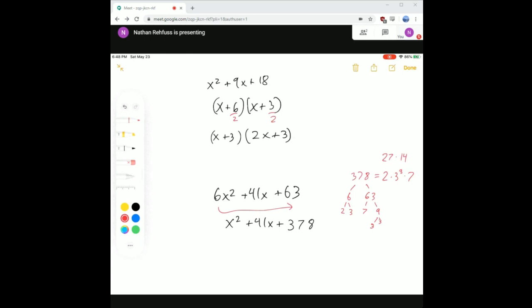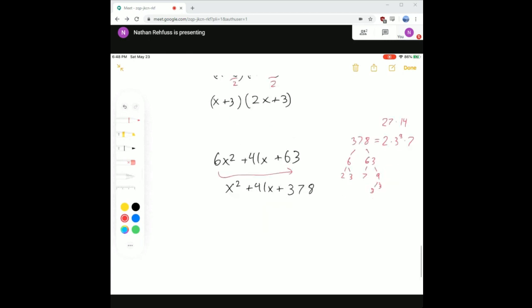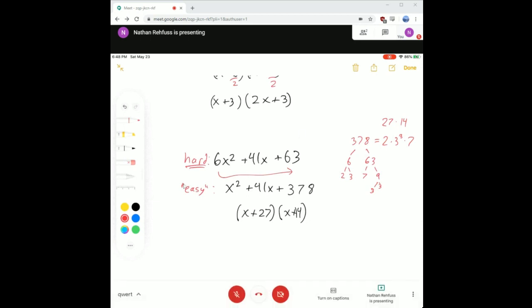So we're in working order. This is x plus 27 times x plus 14. That's the factorization of the, I'm going to put easy in quotes here. It's certainly easier than this hard one. I'm going to underline hard here. This is hard as heck. This one is only easy in the sense that it's a lot easier than the hard one.